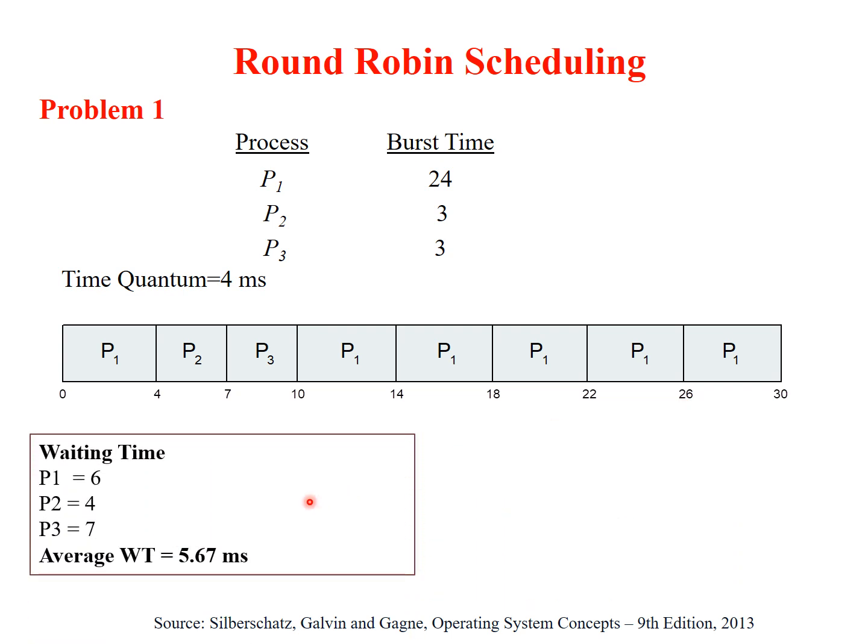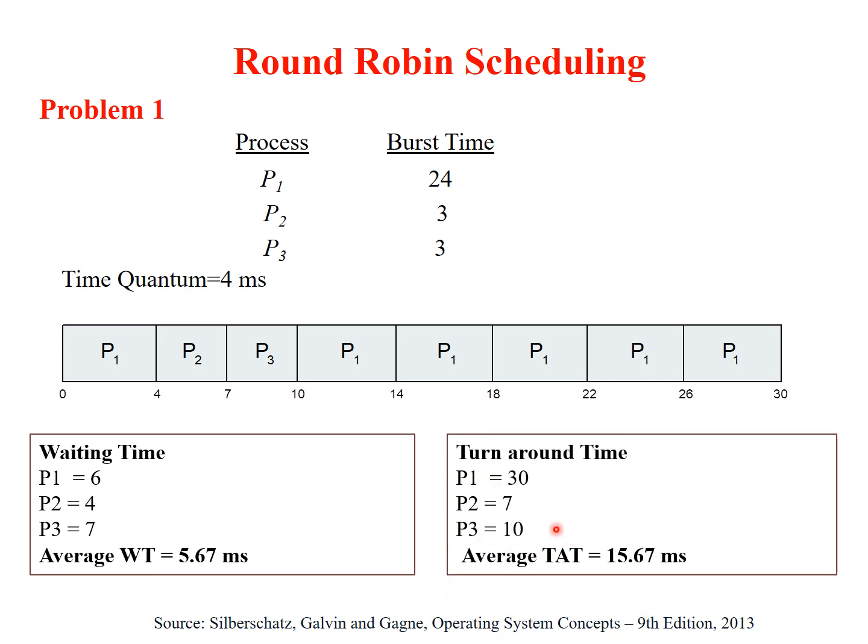Now the waiting time, if we want to compute, waiting time of P1 is we need to sum up this time and this time. So while P2 and P3 were getting executed, P1 has been waiting. So 4 to 10 is the waiting time of P1. So it's 6 milliseconds. Now P2 has been waiting while this P1 was getting executed. So 4 milliseconds. But P3 has been waiting during this time period 0 to 7. Average waiting time is 5.67 milliseconds.